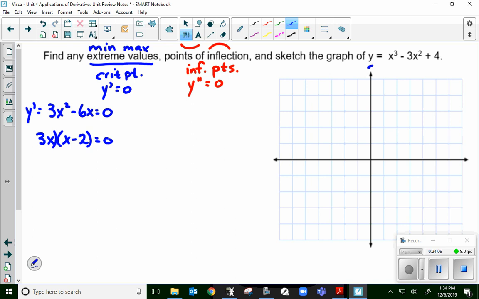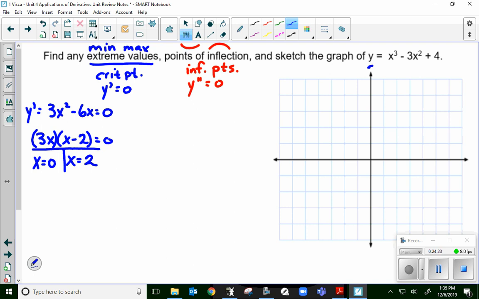So I really have two factors here. I'm going to set each equal to 0. So x would have to equal 0, and x would have to equal 2. These are my critical points, the two places where possibly I have mins and maxes.